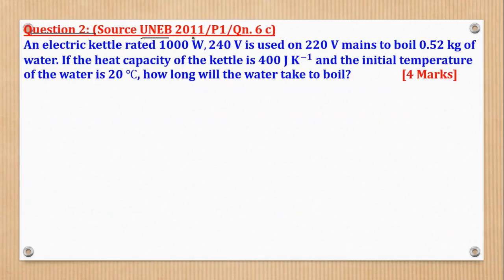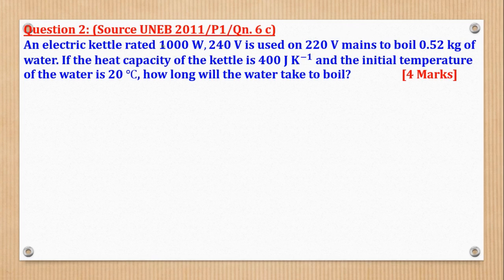Then question 2 came from UNEB 2011 paper 1 question 6C and says an electrical kettle rated this is used on 220 volt mains to boil 0.52 kilograms of water. If the heat capacity of the kettle is this and the initial temperature of the water is this, how long will the water take to boil? Now remember, the rating of this kettle is this. It has 240 volt, but it is used on a 220 volt mains.